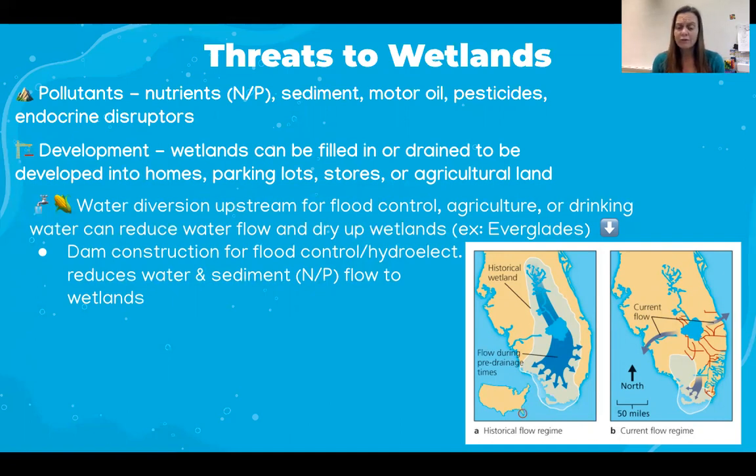Dam construction for flood control reduces the water flow. It also reduces the sediment, which means that there's fewer nutrients flowing to the wetlands. So nutrients are always a fine balance. You want enough to keep an area healthy, but not so much to push it into eutrophication.